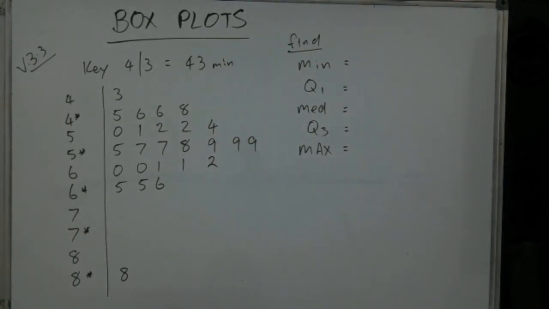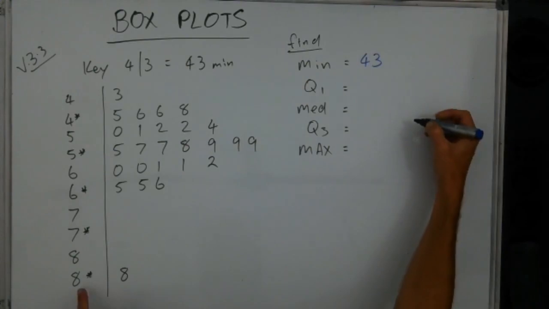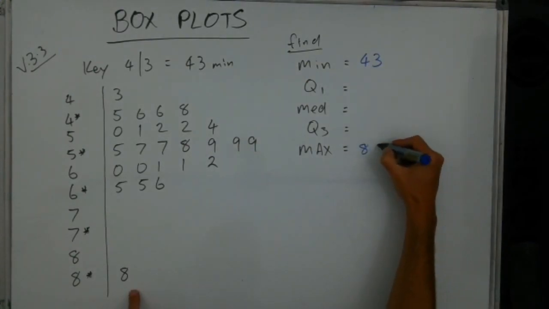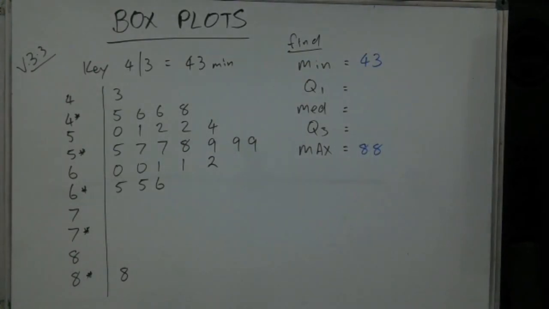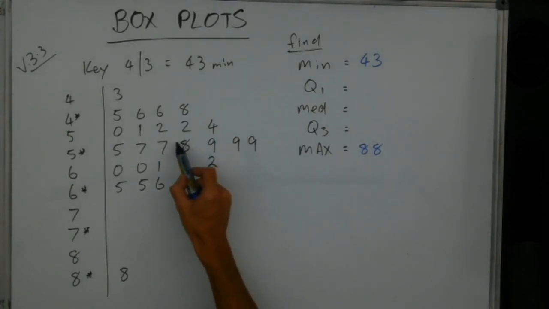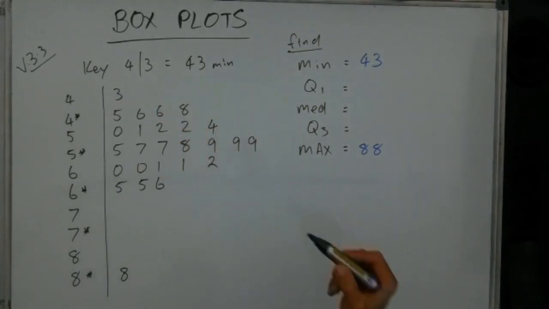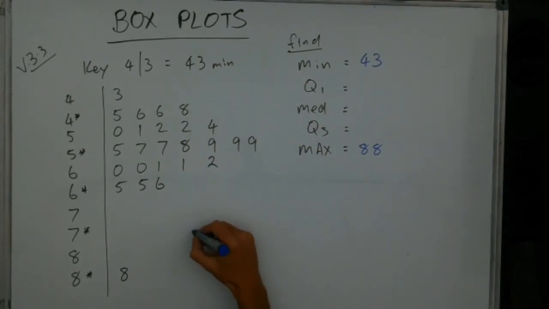Let's change colour. So the easy ones, the minimum is 43 and the max is 88. So for the median, we need to know how many bits of data we've got. 1, 2, 3, 4, 5, 6, 7, 8, 9, 10, 11, 12, 13, 14, 15, 16, 18, 19, 20, 26 bits of data. Let's just do a little calculation.